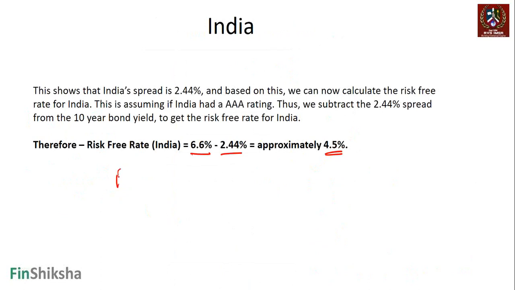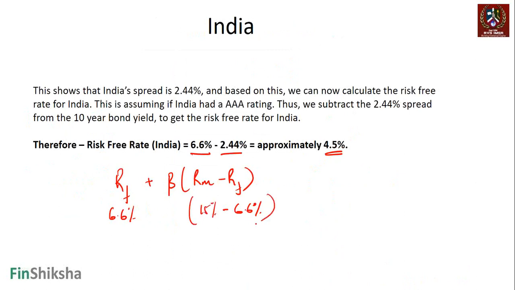Now remember, there are small adjustments that happen here. When you're doing the modeling, you're looking at risk-free rate plus beta into RM minus RF. So if I use 6.6% here, then I also subtract 6.6% here from whatever is the expected market return, let's say 15%. And there is a beta, right? Let's assume for now the beta is 1. If I use 4.5%, then I effectively do this. So in a nutshell, I'm going to add RF and I'm going to subtract RF.